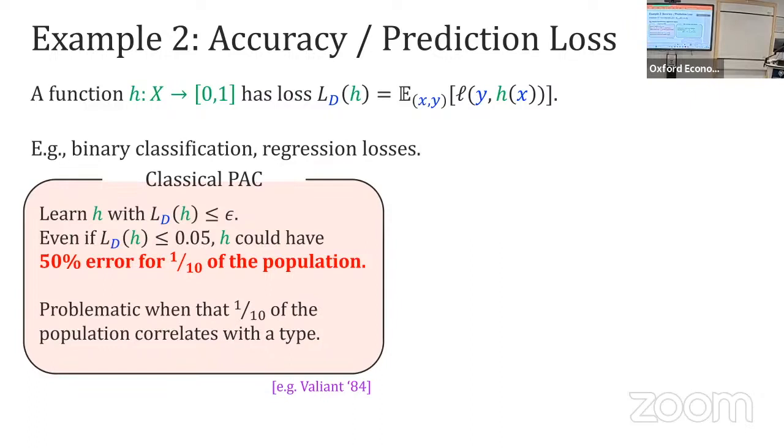This is not problematic if this was some random 10% of people. You have to make mistakes, we understand that. It's much more problematic if that 1/10 of the people correlated again with those features that we wanted to protect.